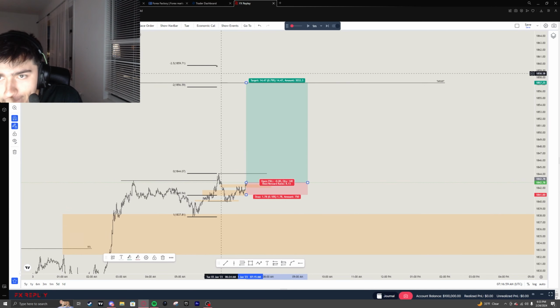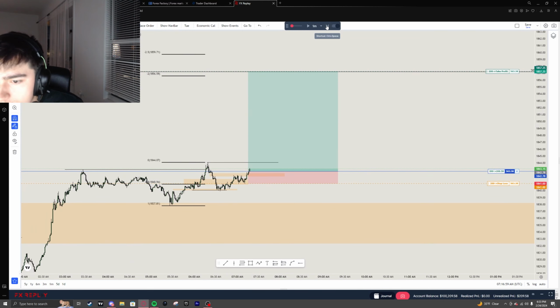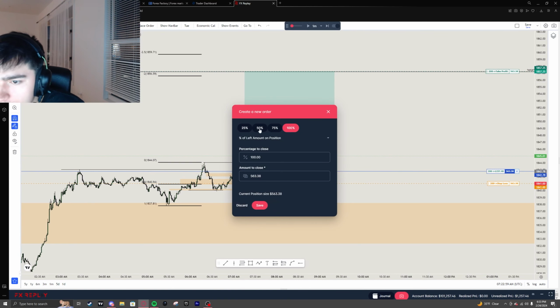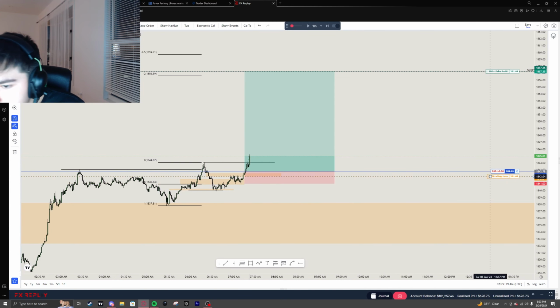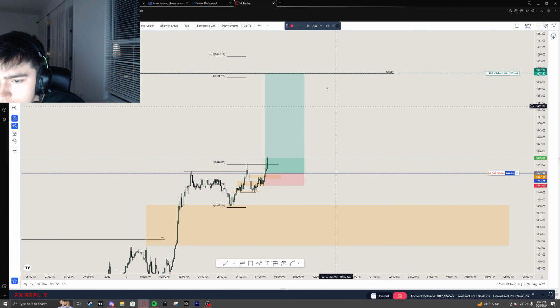There you go. This order. Okay, let's see. Okay, so TP1 got hit. 50 comes off here. Stop goes to break even. Okay. Okay, now we see if price actually delivers higher.